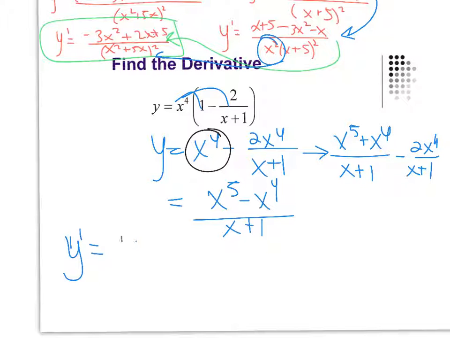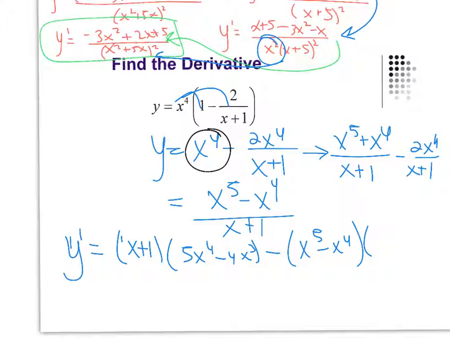So x plus 1 times 5x to the fourth minus 4x cubed minus, then the derivative of the denominator is 1, which is kind of cool. This is not working. I'm going to use my finger. Okay. There we go. So then you basically just distribute everything.